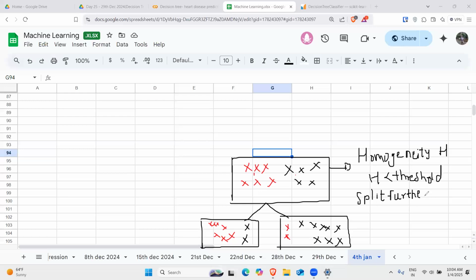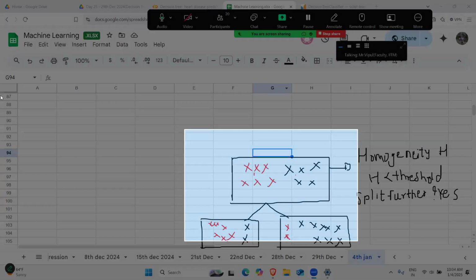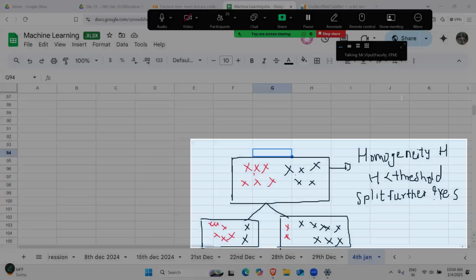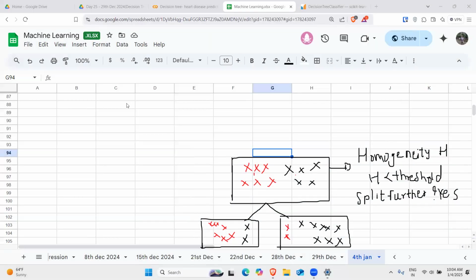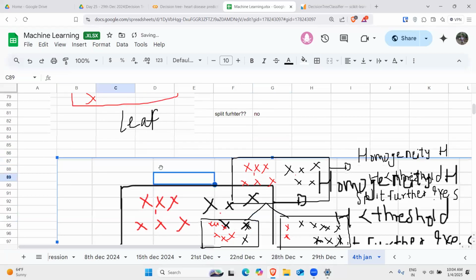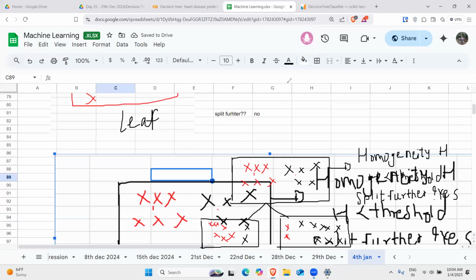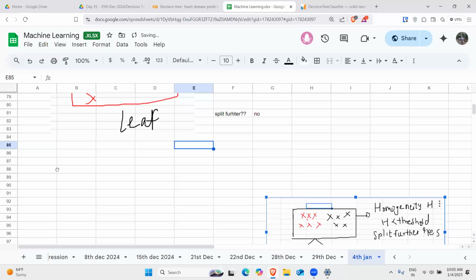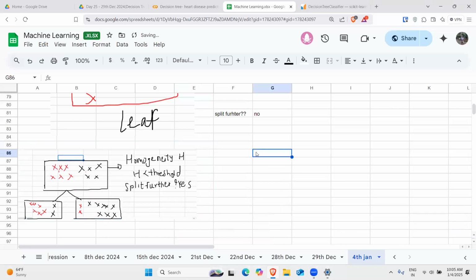Split further. Yes, because it's not a leaf node. What's your criteria of leaf node? Homogeneity should be greater than threshold. In this case, it is lesser than threshold. So that is scenario number two, which I can draw, and we will paste it over here. And I should remove this. Okay. So now keeping the same threshold, in the first node itself, the homogeneity is exactly 50%.